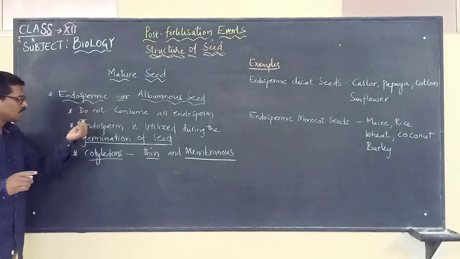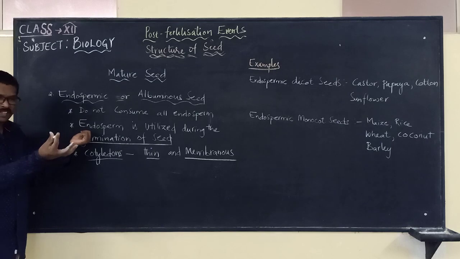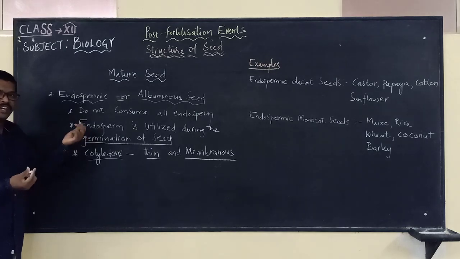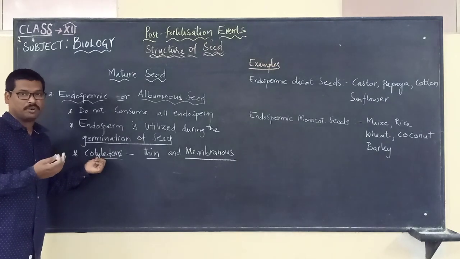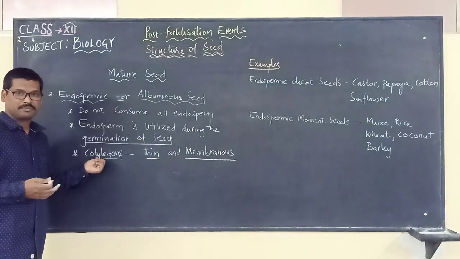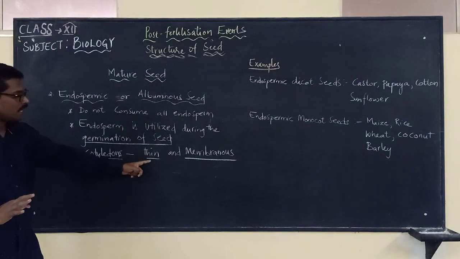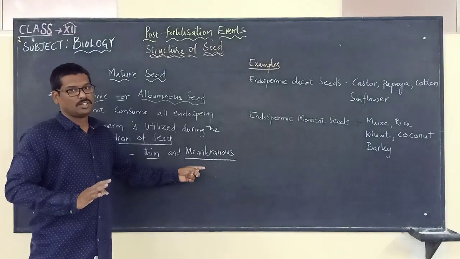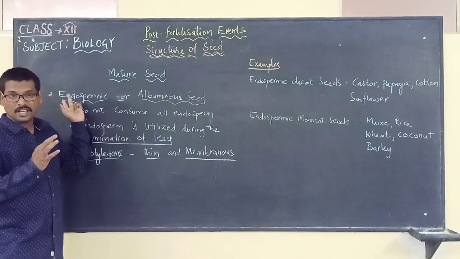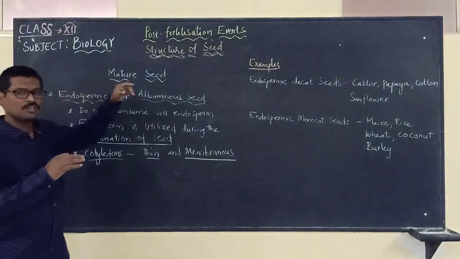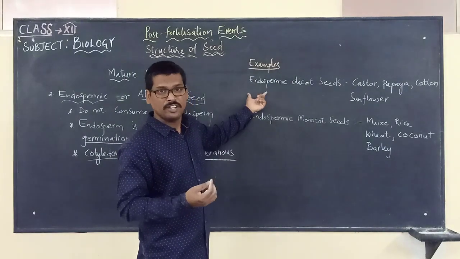It's all because of what? Endosperm is not completely absorbed. In the previous one we said when the endosperm is completely absorbed, it is stored in the cotyledons for the developing plant or the embryo, which will grow into a future plant. But here the cotyledons do not contain the complete endosperm. That's why they are thin and membranous. So all that is because of the persistence of the endosperm present here.